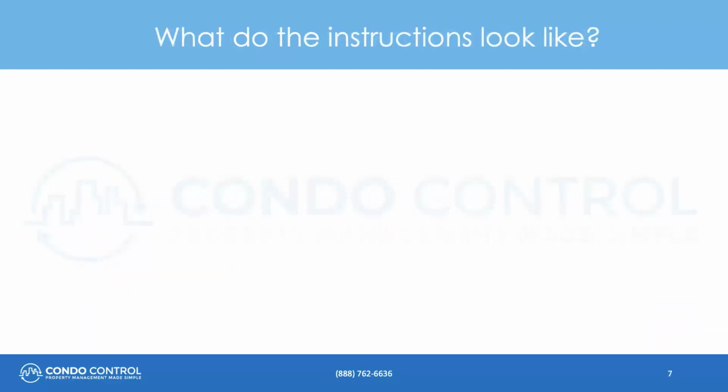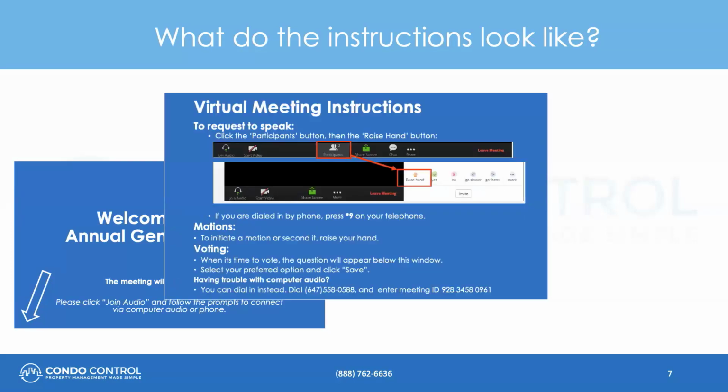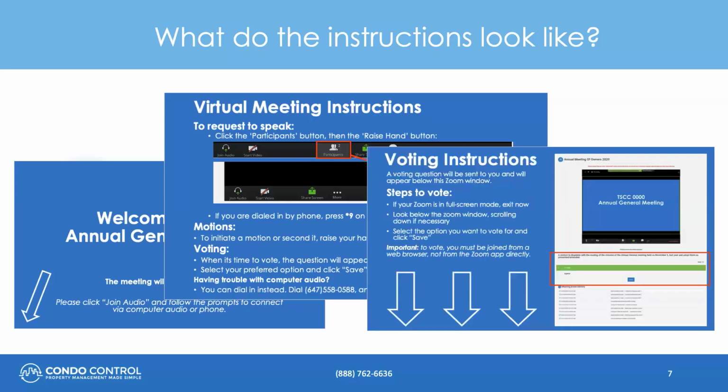Here are some examples of the instructions that are displayed throughout the meeting. The first slide is a welcome screen that instructs owners to connect their audio and the start time of the meeting. The second slide describes how to use Zoom's raise your hand functionality, as well as how to participate in the motions and voting portions of the meeting. The last slide goes into more detail on how owners will use Condo Control's voting functionality.